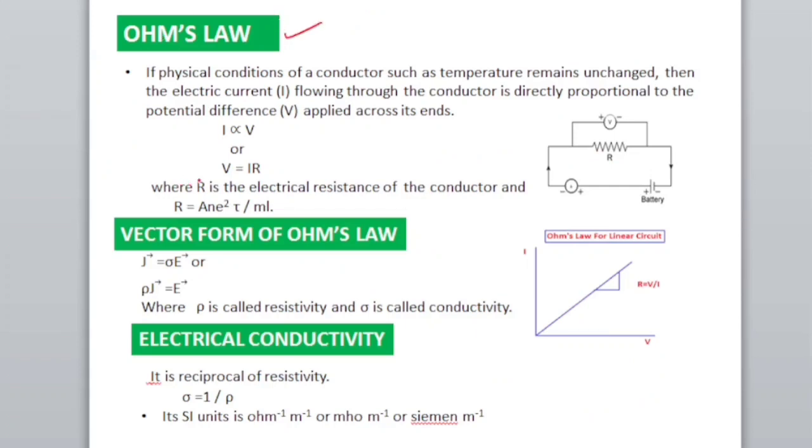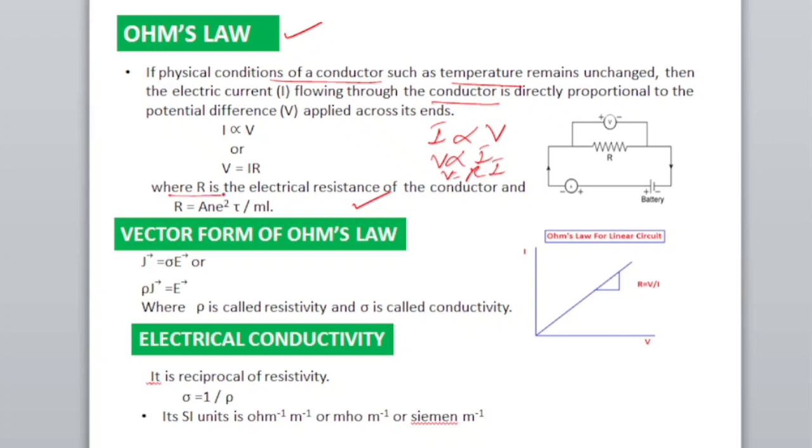Ohm's law. What is this Ohm's law? According to this law, if physical conditions of a conductor, it's very important, such as temperature, remain unchanged, then the electric current I flowing through the ends of a conductor is directly proportional to the potential difference V applied across its ends, right? So I is directly proportional to V, or you can write V is directly proportional to I. So V equal to RI. R is a constant called electric resistance of the conductor.